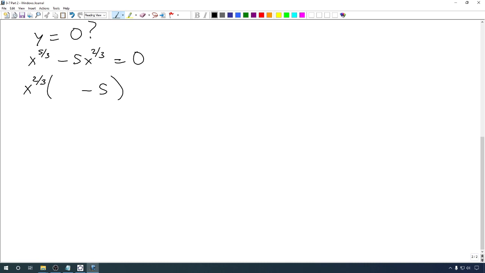If I pull an x to the 2/3 out of x to the 5/3, I essentially just subtract 2/3 from 5/3. 5/3 minus 2/3 is 3/3, or just a power of 1. There's a reason why they chose these particular ones. 5/3 is 1 more than 2/3. And so we get a very nice x to the 2/3 times x minus 5 that we're setting equal to 0. Well, if x to the 2/3 equals 0, then x is 0. If x minus 5 is equal to 0, then x is 5. Those are the two places our function equals 0.